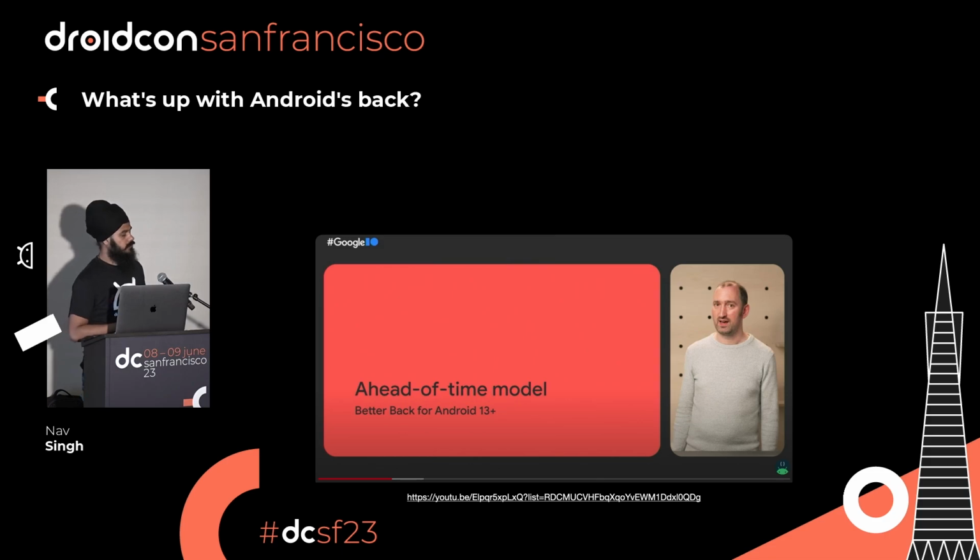Until Android 13, when your user was moving back from your activities, performing back gestures in your application, and you are supporting the Android predictive back gesture, they will see the animation when it's going back to the home screen, so that your user knows they are actually leaving your application. So if they want, they can quit, or if they want, they can just stay there.